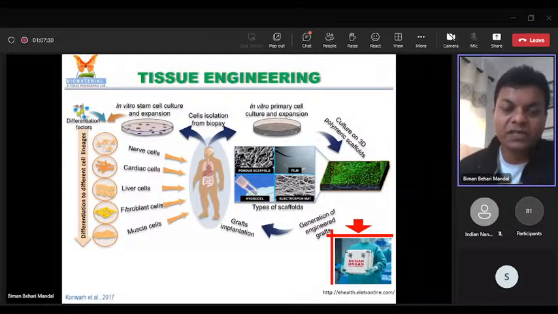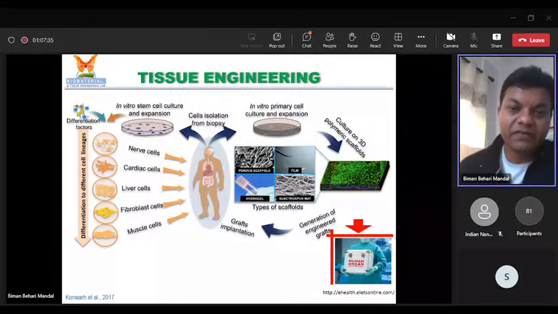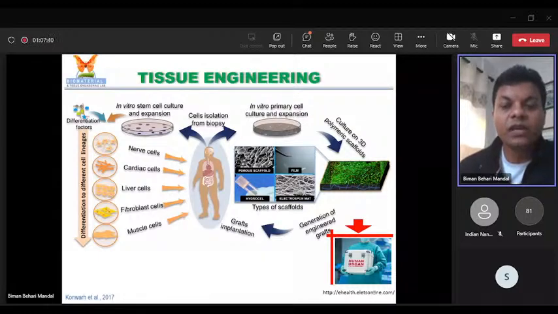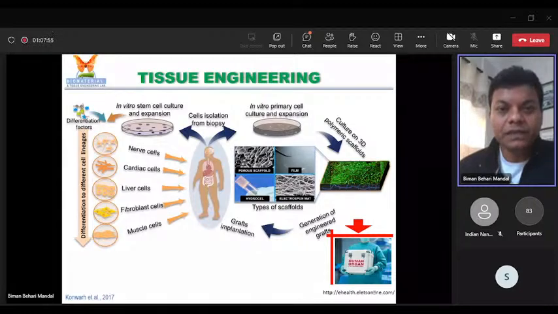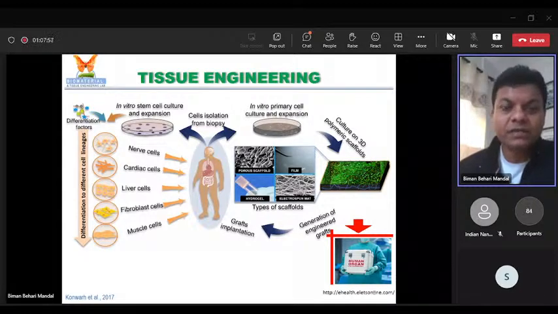So we use primary cells, which can be extracted from the tissues itself. For example, if we are creating a liver or an organ like a heart, we have the option of taking the cells from the organ itself. Then we also have the other option, which is called stem cells. Many of you may have heard about stem cells. These stem cells, as I was introducing in the beginning slides, are progenitor cells, which have the ability to recreate any kind of cell type by differentiation.